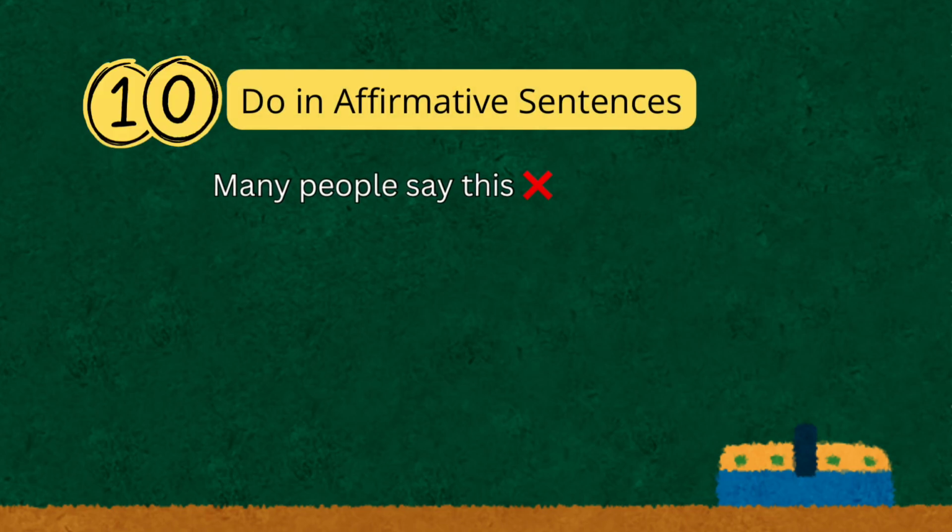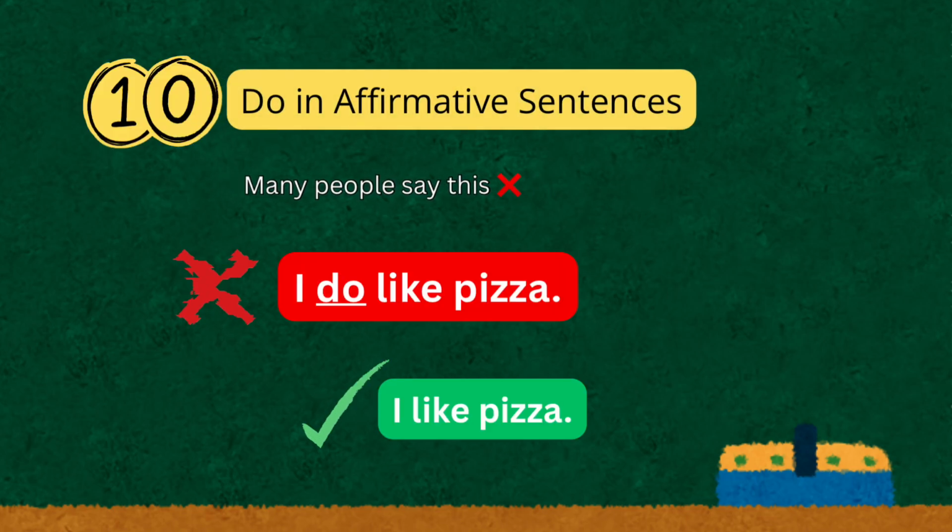Mistake 10. I do like pizza. I like pizza. Using do unnecessarily in affirmative sentences. Only use do for emphasis.